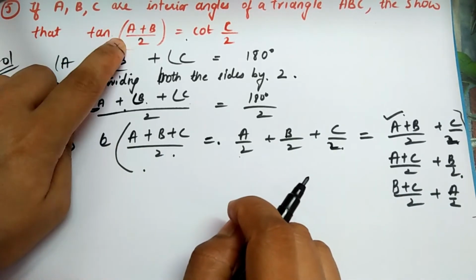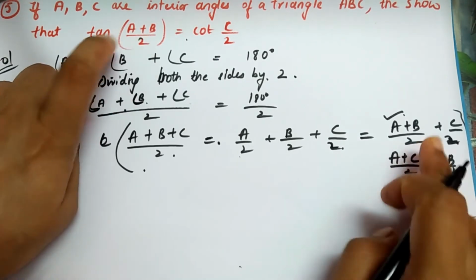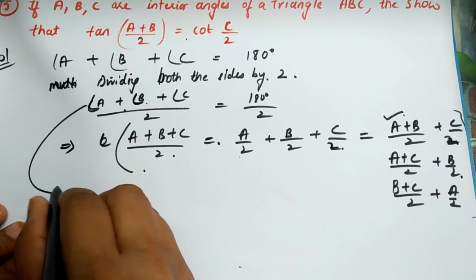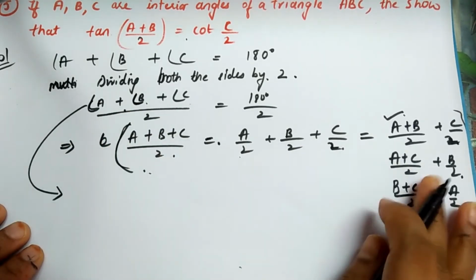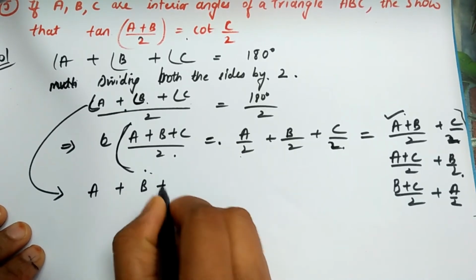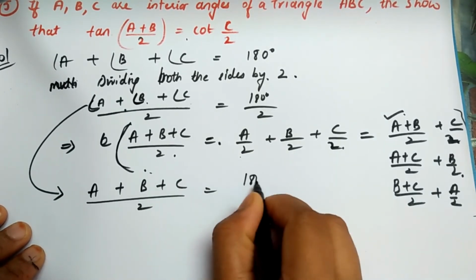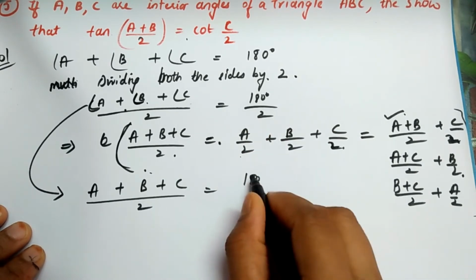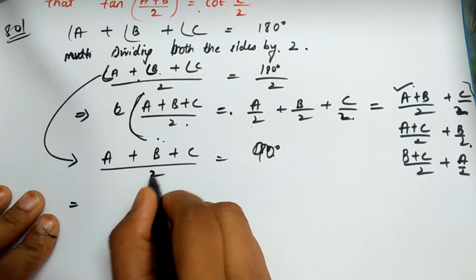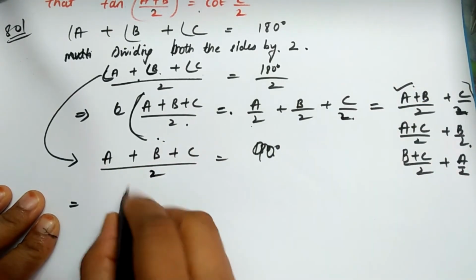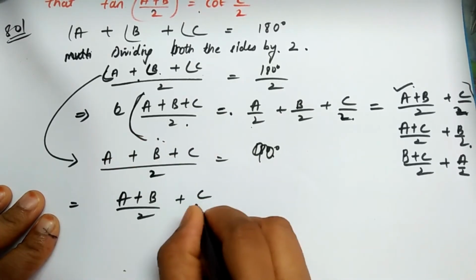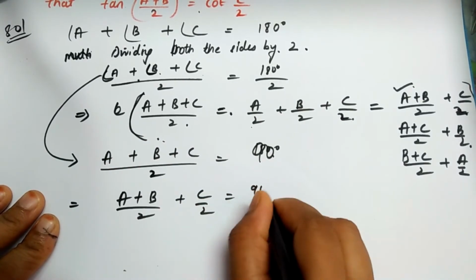Because our question is demanding (a plus b) by 2, we are taking this concept. Here is the explanation why we are taking this one. (a plus b plus c) whole divided by 2 is nothing but 180 degrees by 2, which is 90 degrees, right? So what are we converting this to? Here we got a plus b by 2 plus c by 2 is equal to 90 degrees.